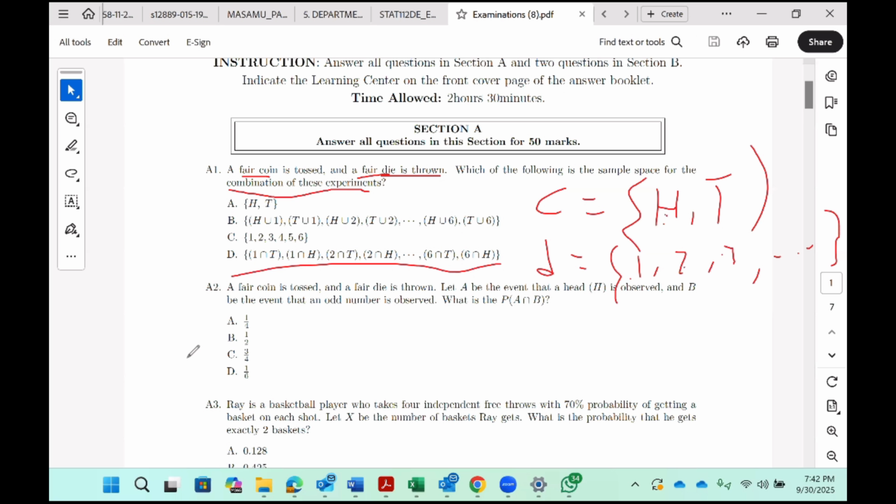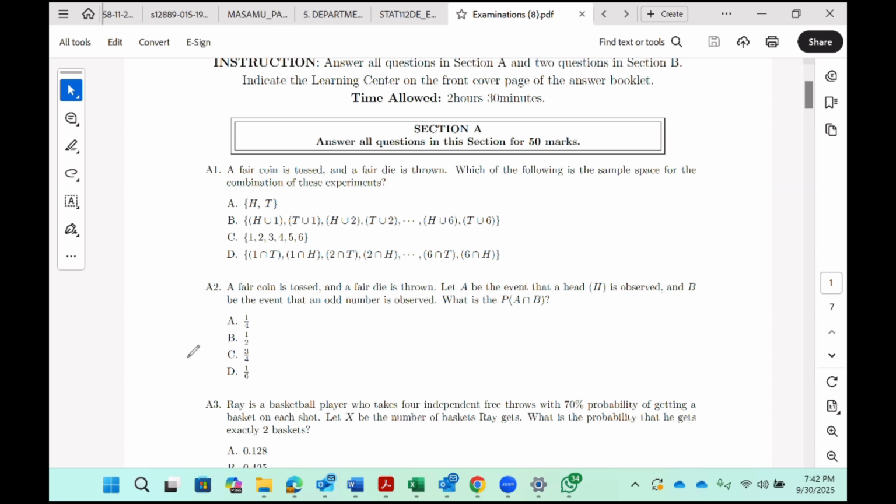Then question 2. A fair coin is tossed and a fair die is thrown. Let A be the event that a head is observed, and B be the event that an odd number is observed. What is the probability of A and B? A intersection B.